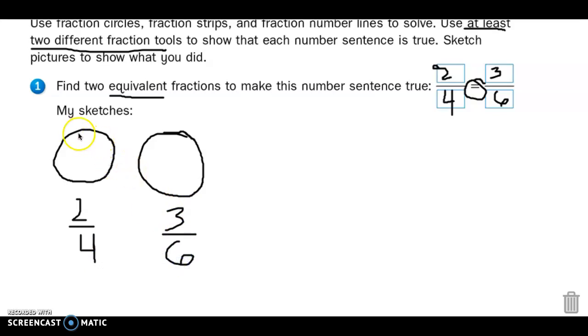Okay, I need to split this into how many equal parts? Well, we have to look at the denominator, see how many equal parts. 4. So half, and now I have fourths.